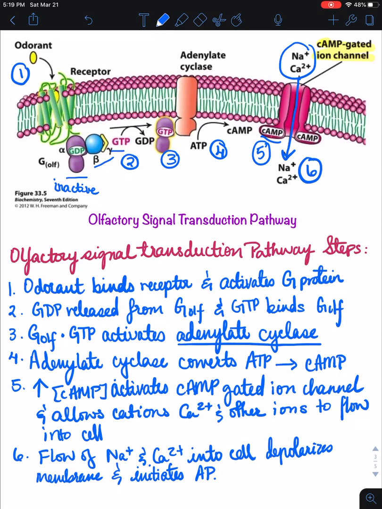in the olfactory signal transduction pathway. So the first step is the odorant binding to its receptor, the G protein coupled receptor, on a neuronal surface and activating the G protein. The G protein, when bound to GDP, is inactive. So odorant binding activates it by the alpha subunit releasing the GDP molecule and binding to a GTP. And the alpha subunit bound to GTP goes on to activate adenylate cyclase, which converts ATP to cyclic AMP.